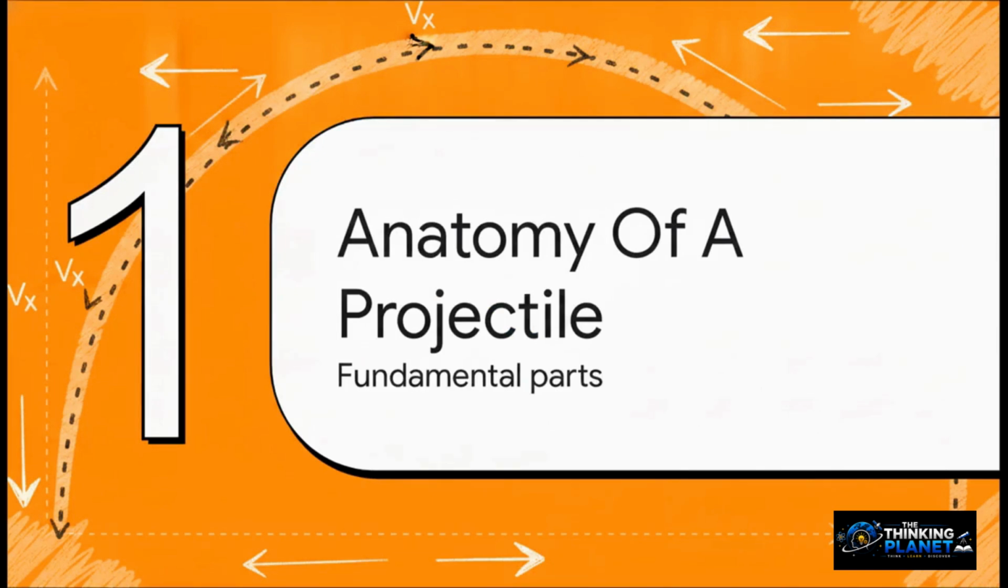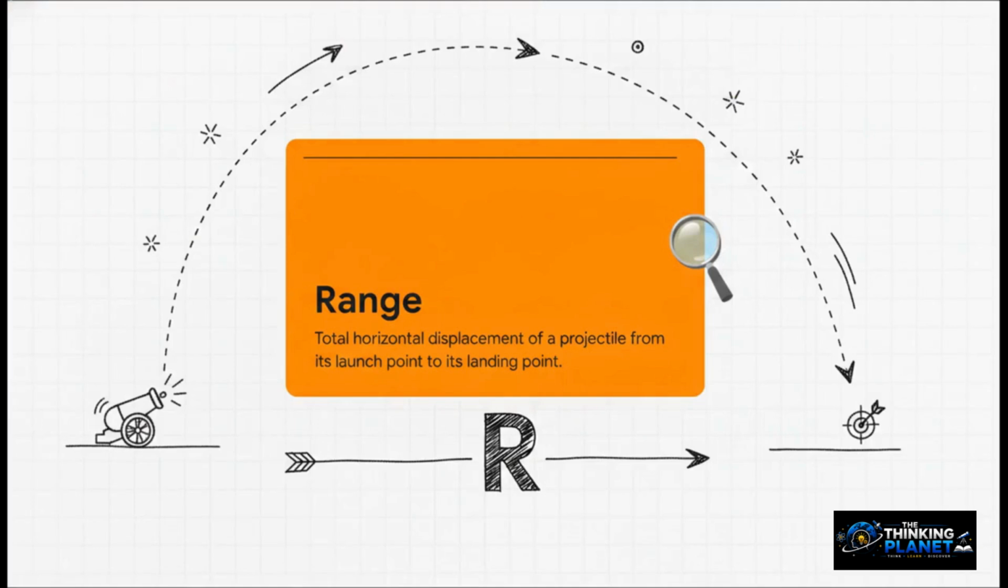Part 1, Anatomy of a Projectile. Let's break down its fundamental parts. First up, we need to clearly define what we're actually trying to measure today: the horizontal range. This is the total horizontal displacement of a projectile from its initial launch point all the way to its landing point. In physics formulas, we represent this specific distance with a capital R. Notice that we aren't at all worried about how high the ball goes right now. We just want to know how far it travels across the ground from point A to point B.